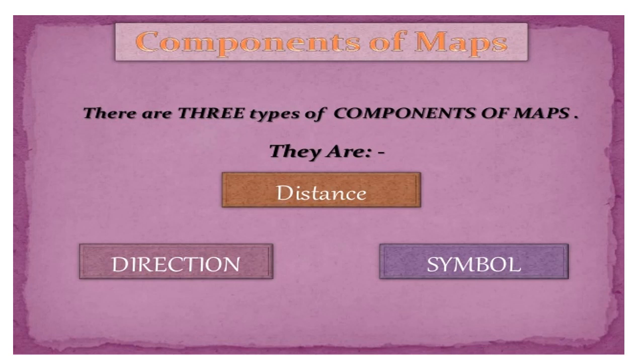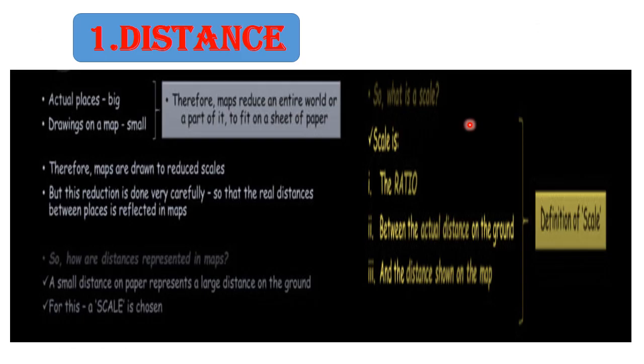Now there are three types of components in a map: distance, direction and symbol. They are very important when we talk about maps. Let's learn about them. We'll start with distance.